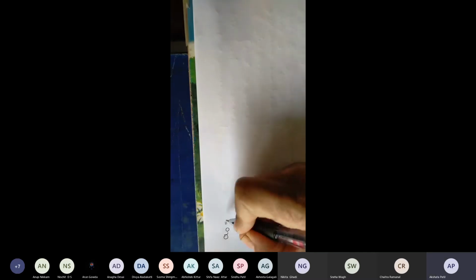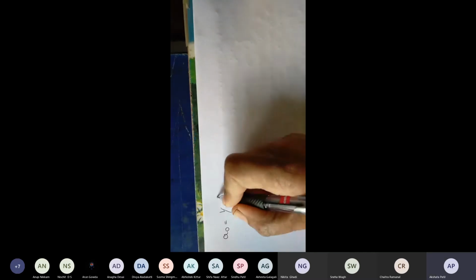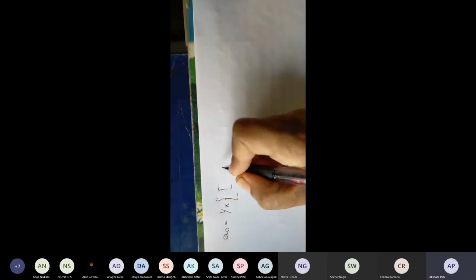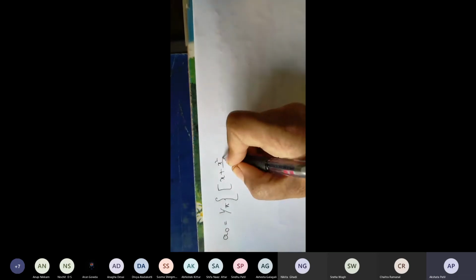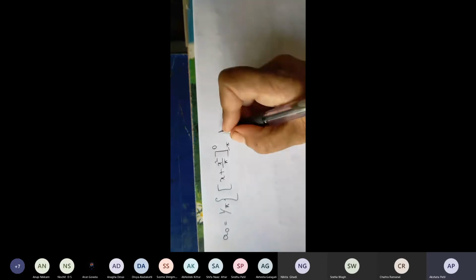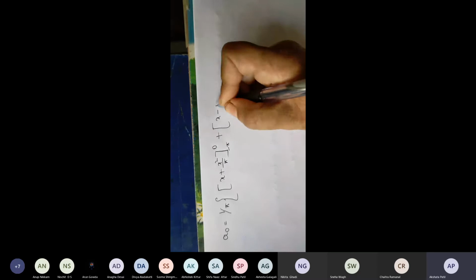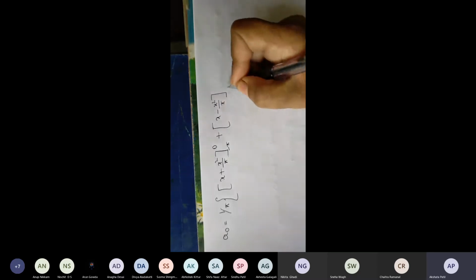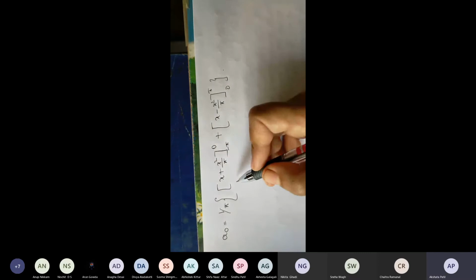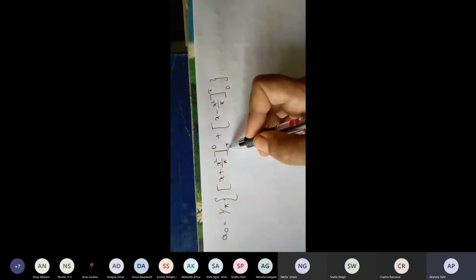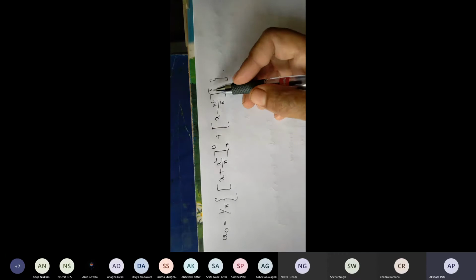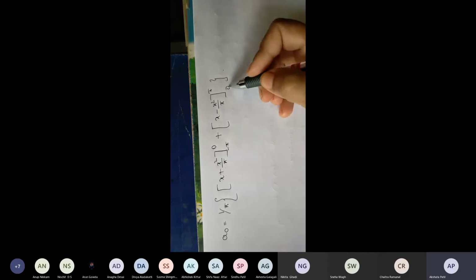So a naught is equal to 1 by pi, which is already outside, so keep as it is. Inside is x plus x square by pi, with limits 0 to minus pi. Here the remaining is x minus x square by pi, apply the limits 0 to pi. Now apply the upper limit 0 here, minus of the lower limit minus pi. Similarly here you have to apply the upper limit pi first, and minus of the lower limit.